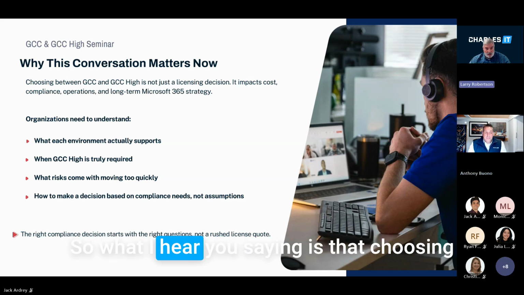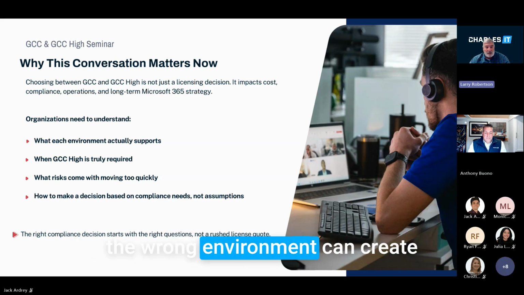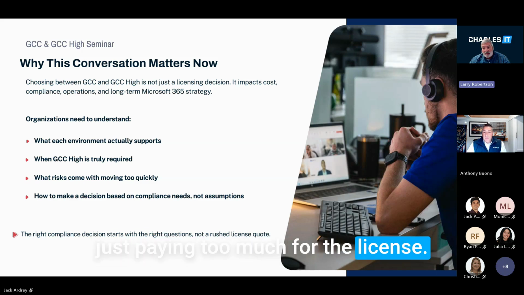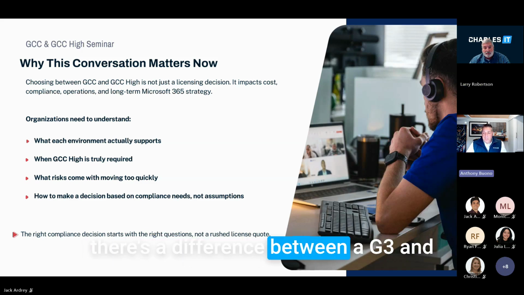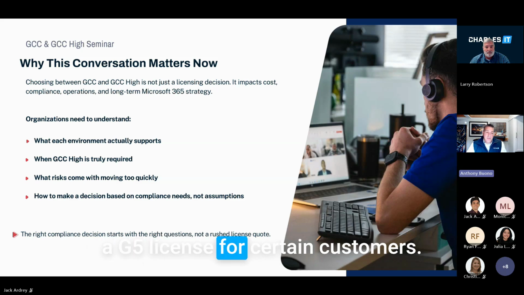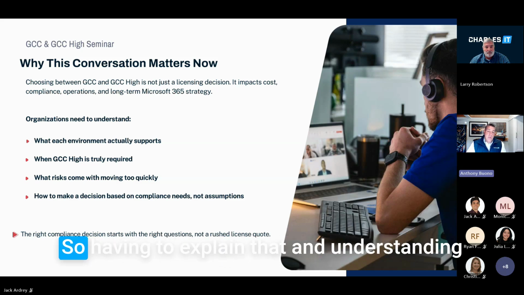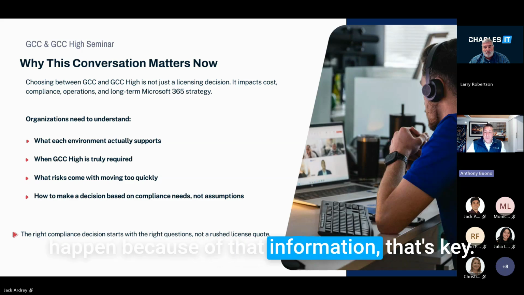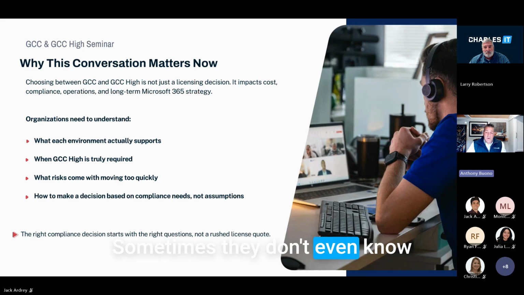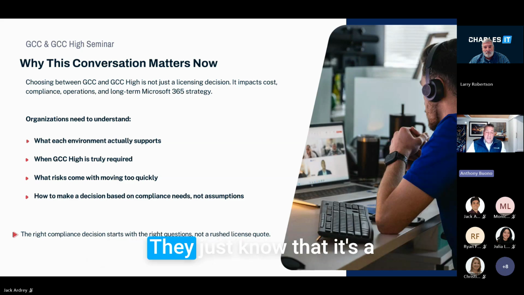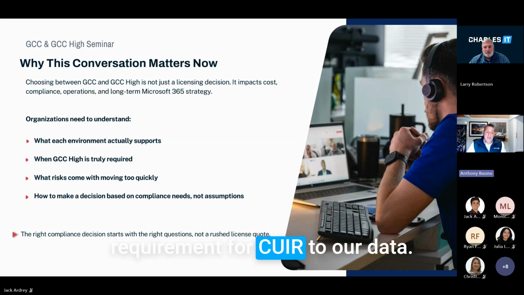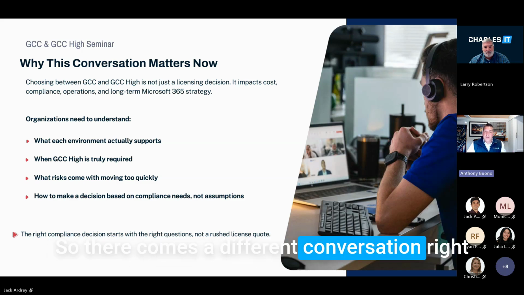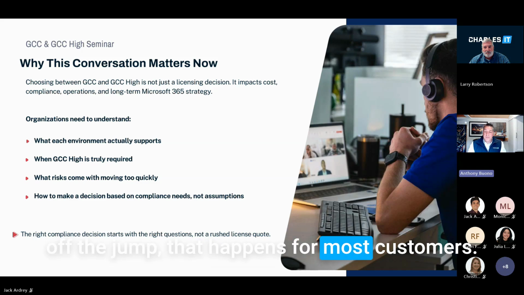So there's a lot of different things there that come into play. Gotcha. So what I hear you saying is that choosing the wrong environment can create operational problems beyond simply paying too much for the licenses. That's right. There's a difference between a G3 and a G5 license for certain customers. They don't even know what that means. So having to explain that and understanding the nuance in regards to what security features come with that is key. Sometimes they don't even know what type of data they're seeing. They just know that it's a requirement for CUI or ITAR data. So a different conversation happens right off the jump for most customers.